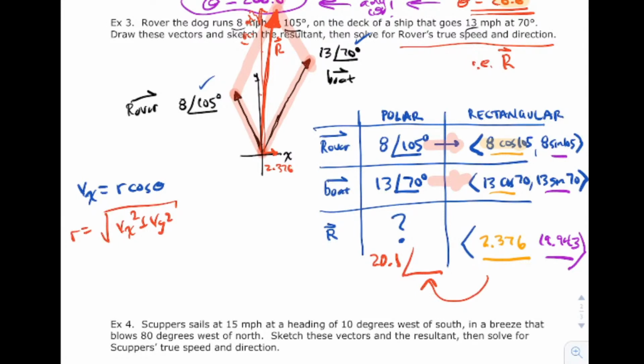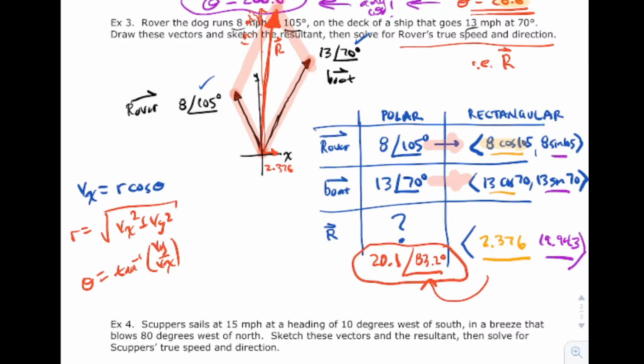And his angle is, remember you do the old shift tangent of y over x, or I should say the x component over the y component. Let's see now here. Shift tangent of 19.943 over 2.376, close parentheses, equals, we're getting an answer of 83.2 degrees.